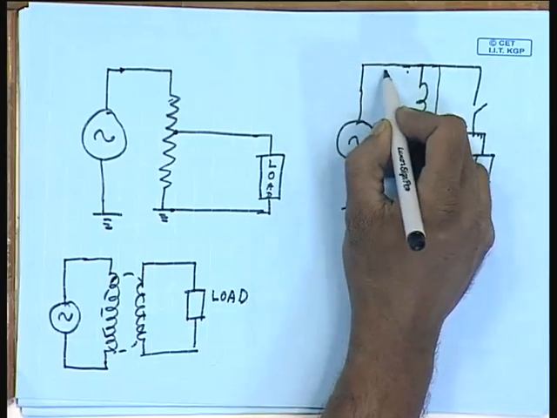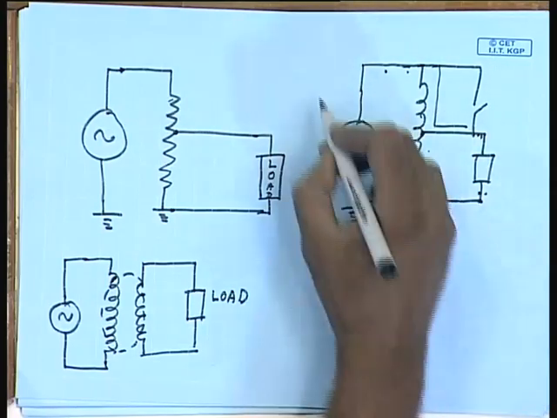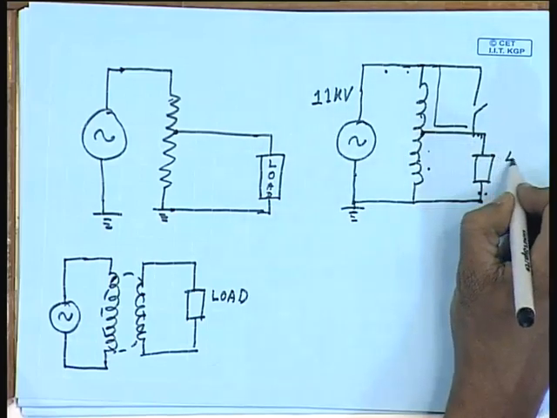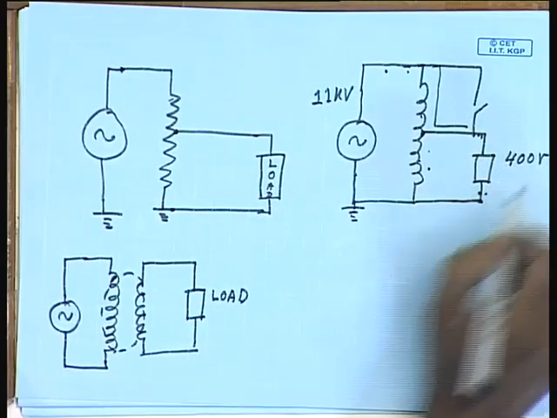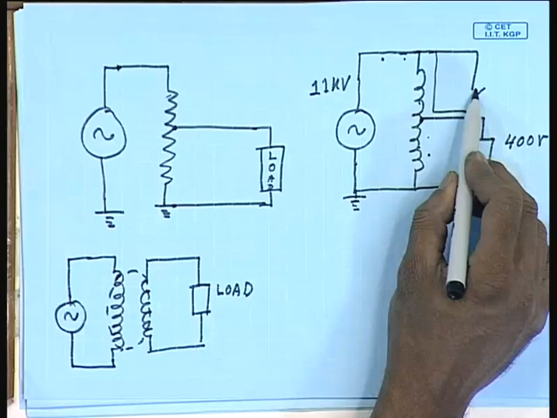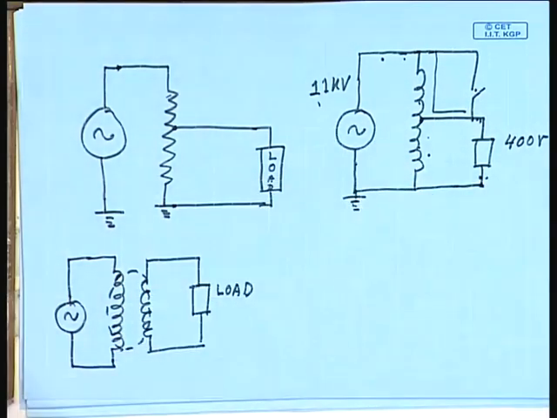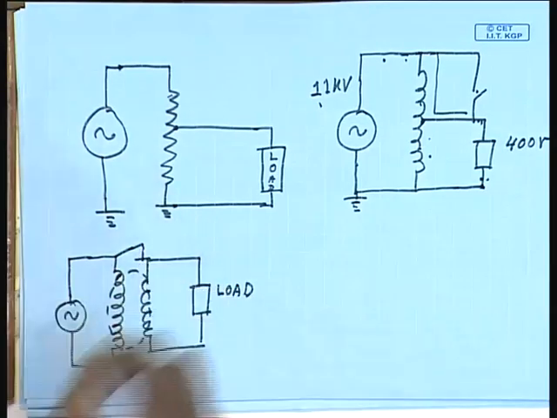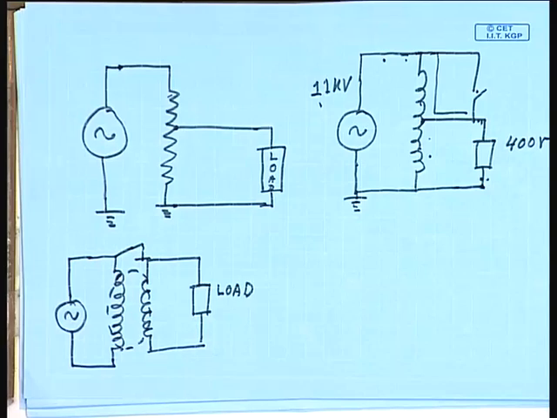If this side voltage is much larger than this, for example, if this side is 11 kV and this side is just 400 volts, as soon as there is a single short circuit, the load will see the full 11 kilovolt applied across it and will consequently be destroyed probably. The same fault here will not cause any such catastrophic failure.